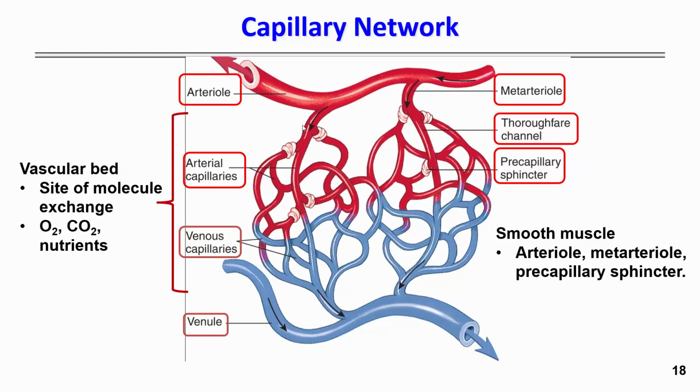And what is only pictured here in terms of the precapillary sphincters is that these vessels on the arterial side do contain smooth muscle, particularly arterioles and metarterioles, and we'll see that structure here on the next slide.